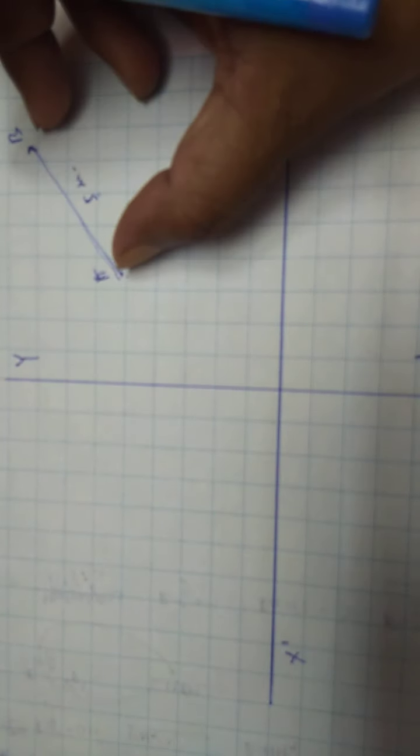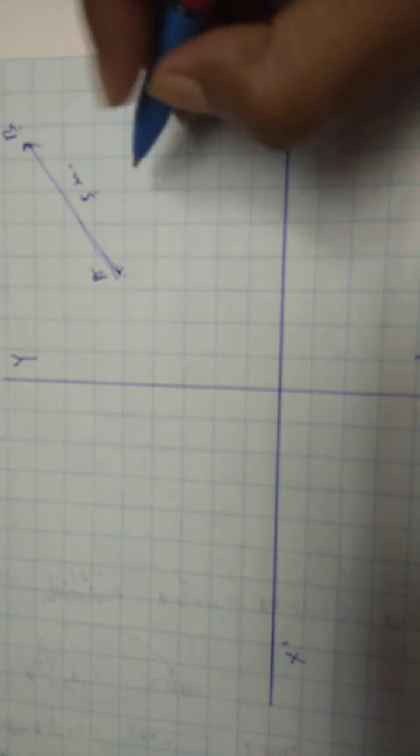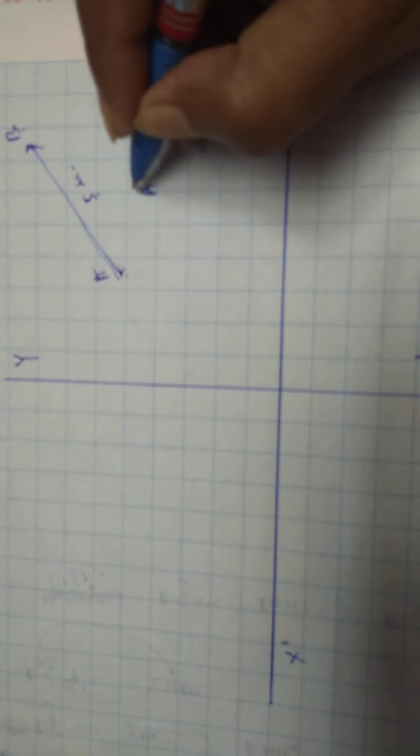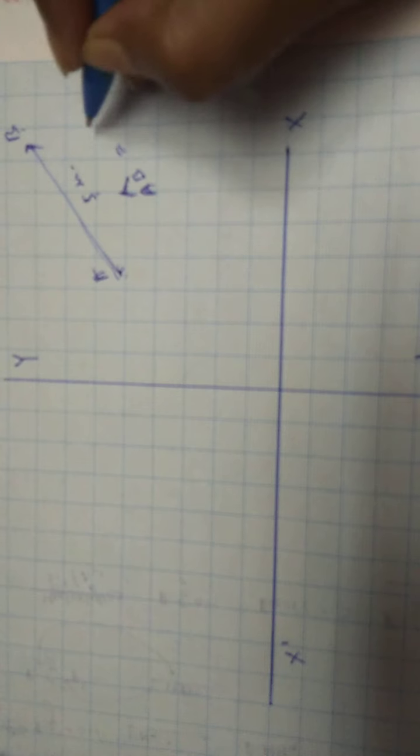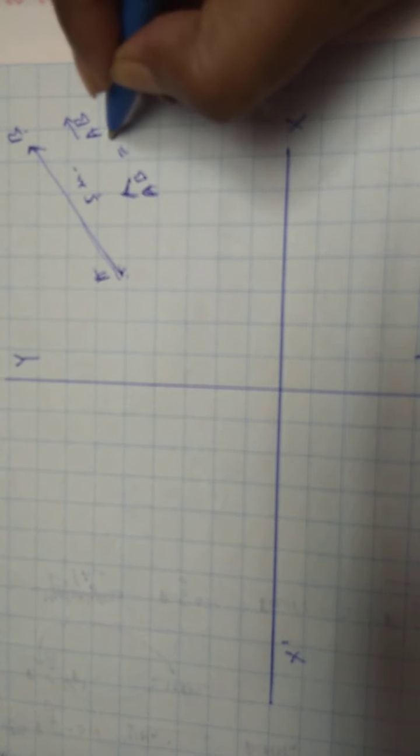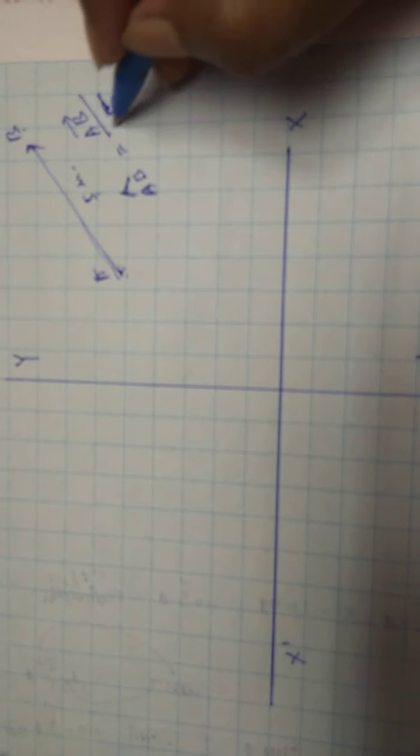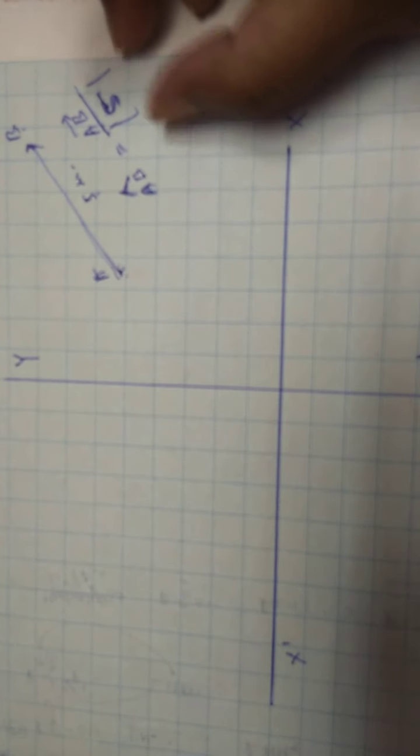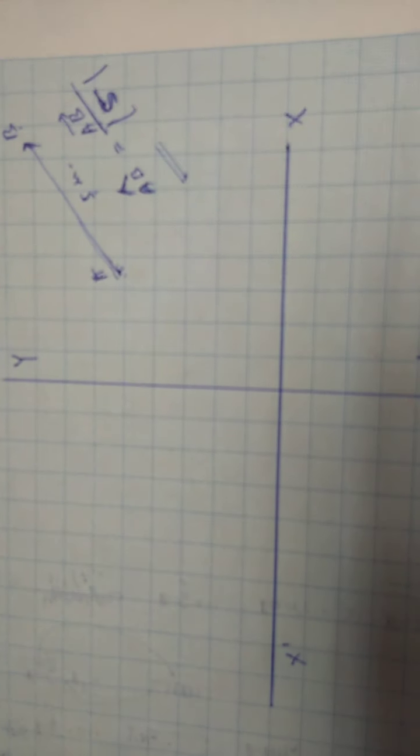And if you want to find the unit vector along this direction AB, the unit vector is represented by a cap. This is going to be vector AB divided by 5. When a vector is divided by its magnitude, it turns into a unit vector in the direction of the given vector. That we learned. Clear?